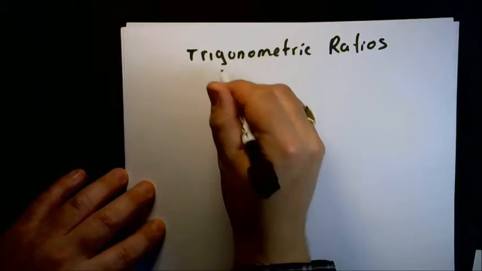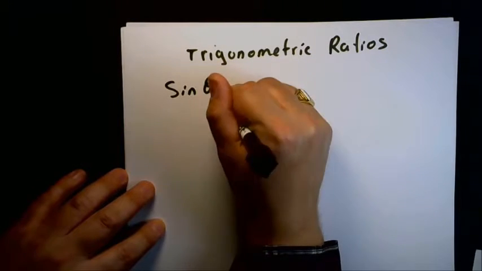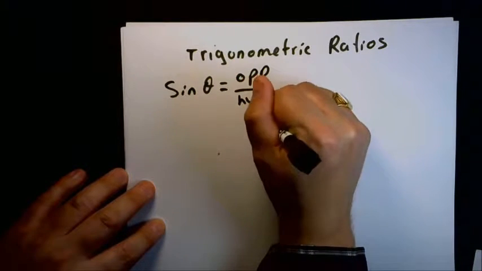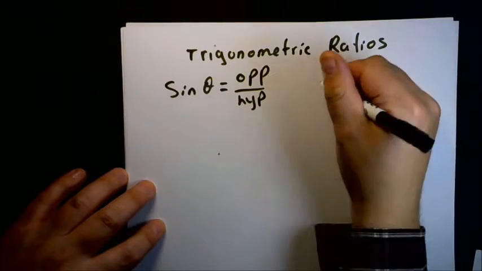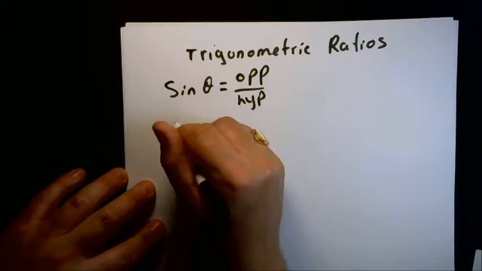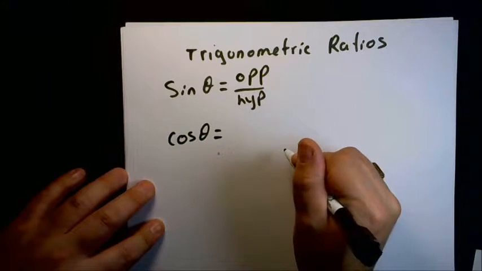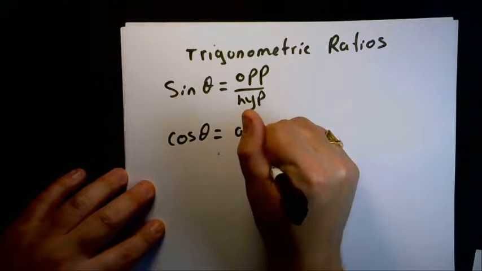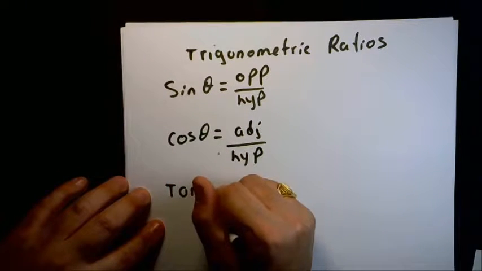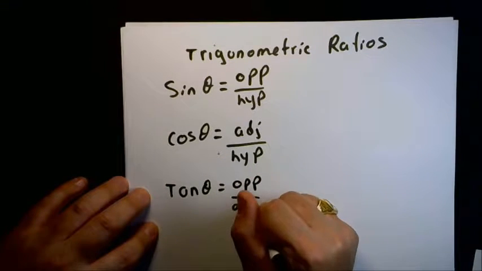We know about sine theta. Sine was opposite over hypotenuse. We'll come to look at our triangle and our unit circle in just a second. Cosine theta equals adjacent over hypotenuse, and tan theta is equal to opposite over adjacent.